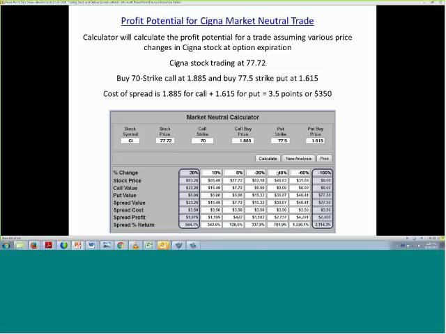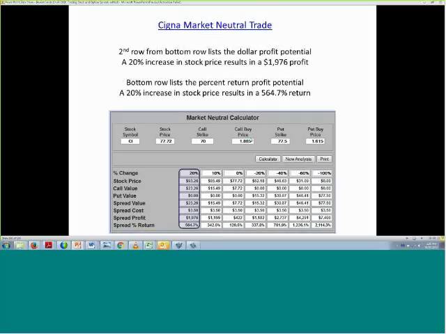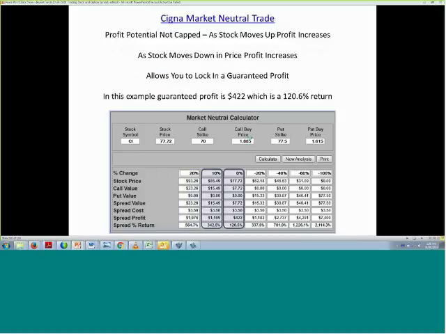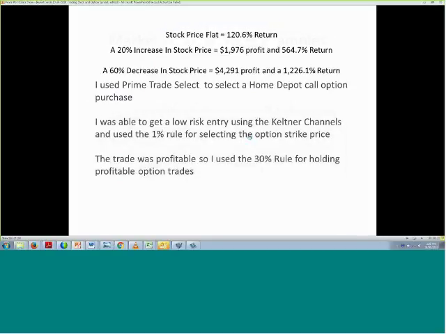If the stock starts declining, our profit potential increases. If the stock starts increasing, our profit potential increases. So this is a great way to trade options, and once you put these trades on, you can just forget about them until expiration. You don't have to monitor the markets because you've already locked in a guaranteed profit on your trade. So it's a great way to trade options.